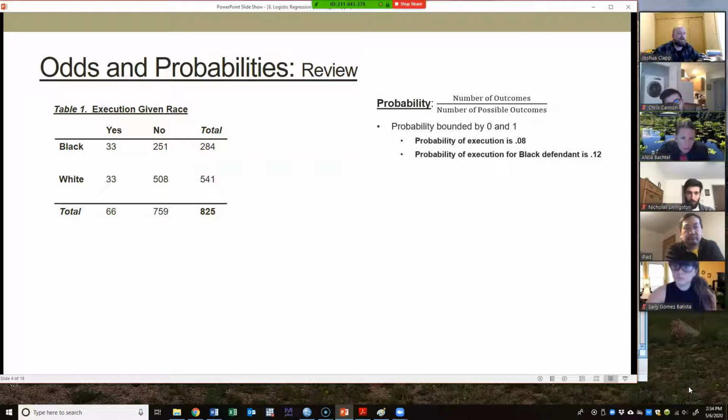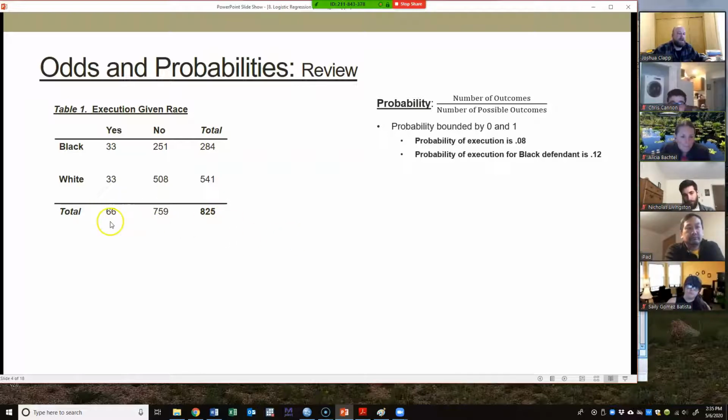33 by 284. Okay, well, if we're talking about the probability of execution for the sample as a whole, what are we calculating there? So the 825. So what over 825? The 284. No, the 33. How many total executions do we have in this set? Oh, sorry, 66. 66 divided by 825, right?